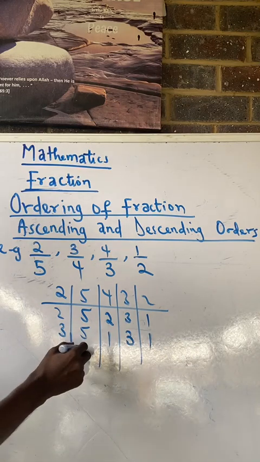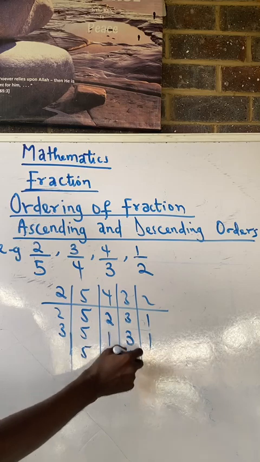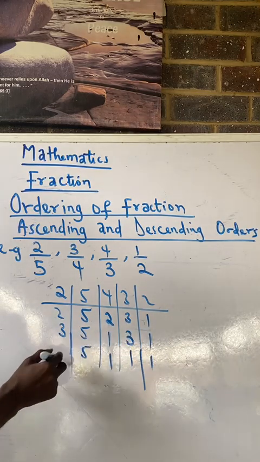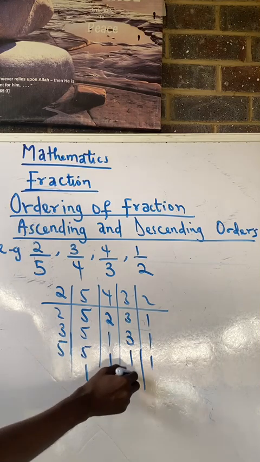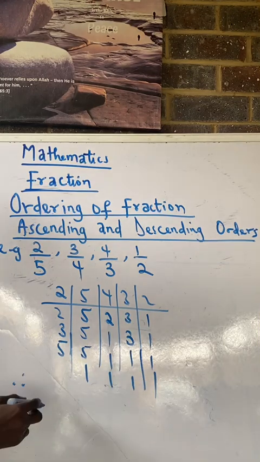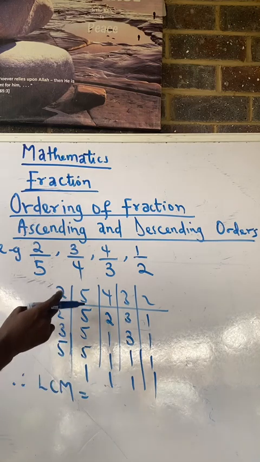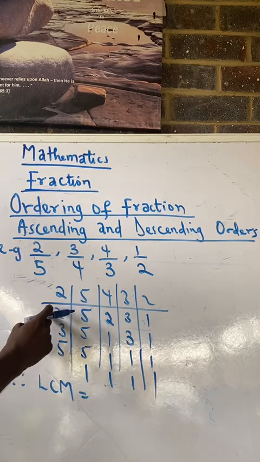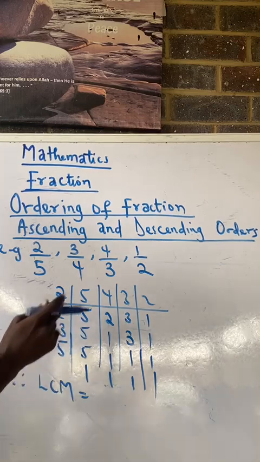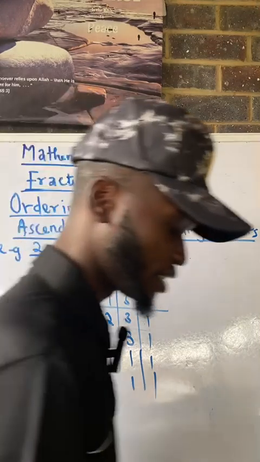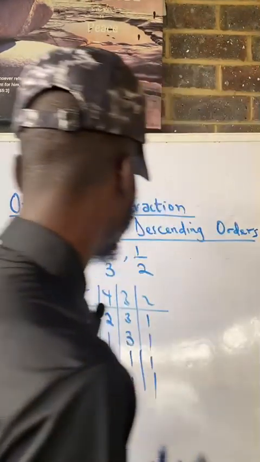3 in 5, 3 cannot go. 3 in 3, 1. Then we bring 5 to the system. 5 here, 1, 1, 1, 1. Therefore, LCM of everything will be 2 times 2 times 3 times 5. 2 times 2, 4. 4 times 3, 12. 12 times 5, that's 60. That means the LCM is 60. So that's one method of doing it.